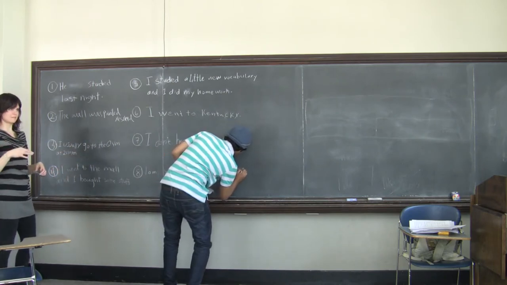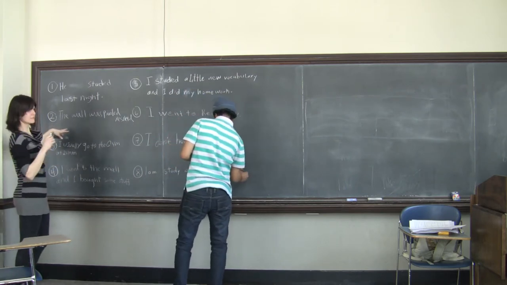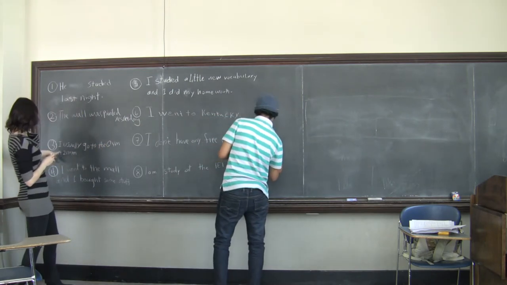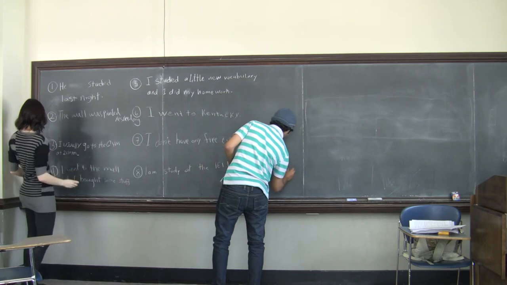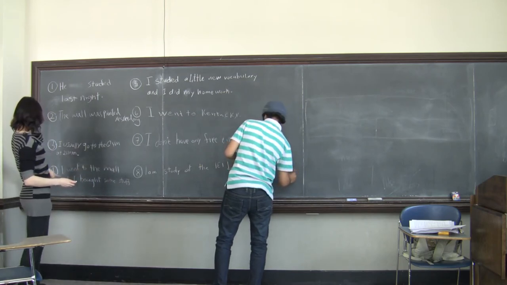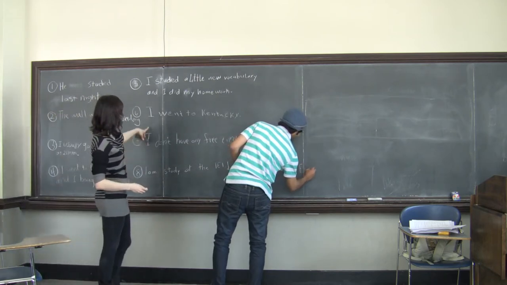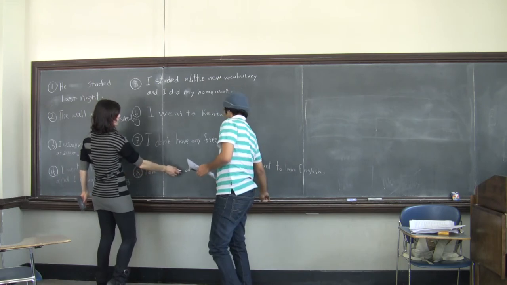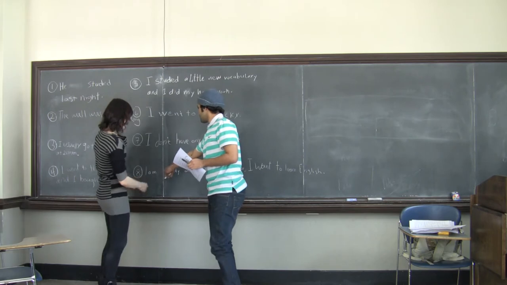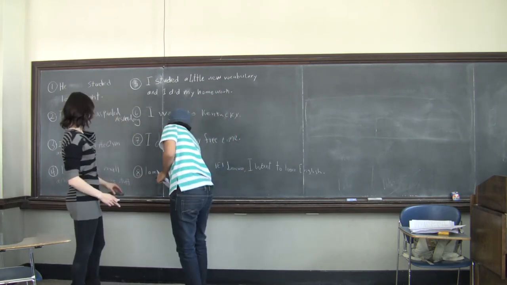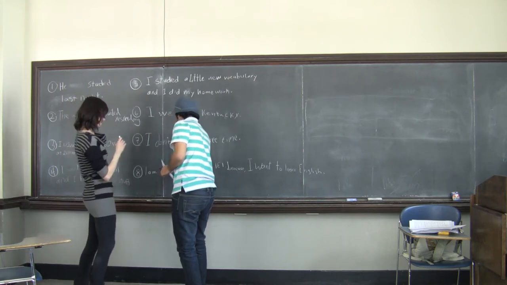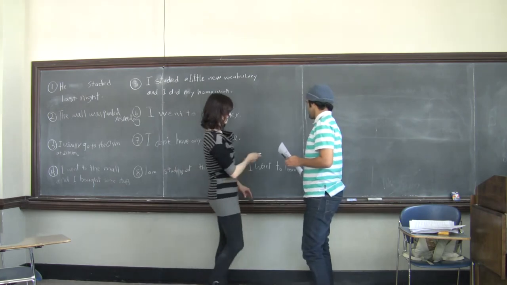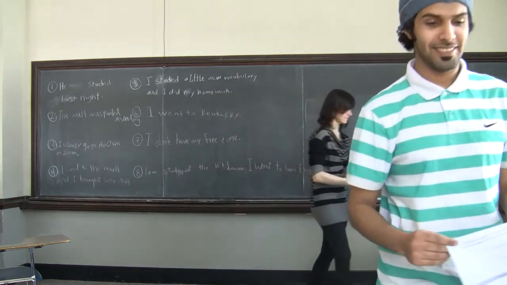Both, he was studying. You have to use -ing. Good. Oh, study, yeah. Are you yourself? Good. Okay.